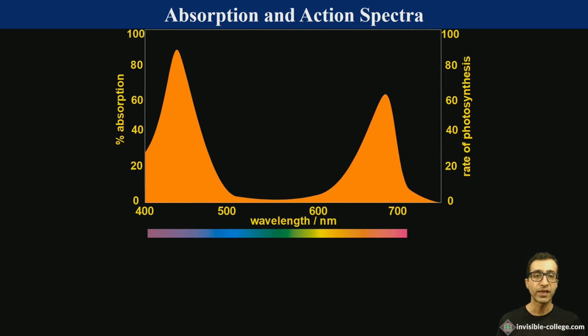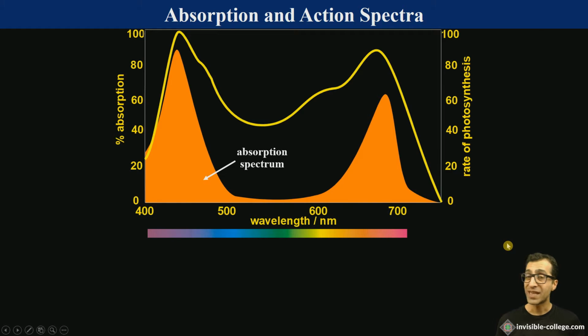So what we have here is the absorption spectrum for a particular species of plant, and we see here that the percentage absorption, in other words the percentage of the incident light intensity which has been absorbed at these wavelengths, is shown by this curve here. Now the action spectrum is shown by this other curve here.